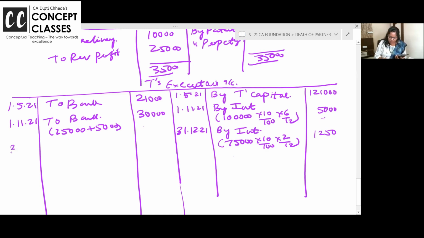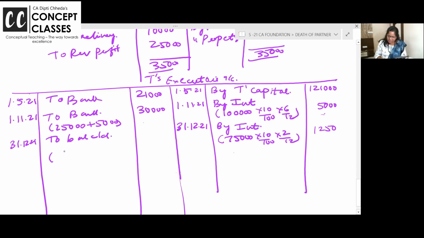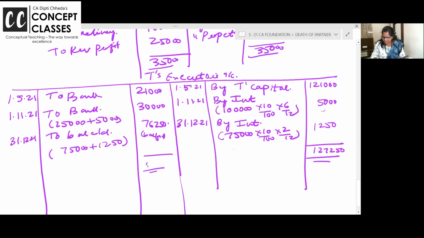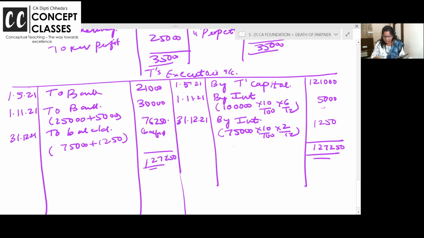Now on 31/12/21, balance carried down. 75,000 is already there, which you have to pay, and 1,250. So 76,250. Those who are not getting it can take it as a balancing figure also. Calculate how much the total comes to: 1,27,250 minus 21,000 minus 30,000 minus 76,250. Got it?